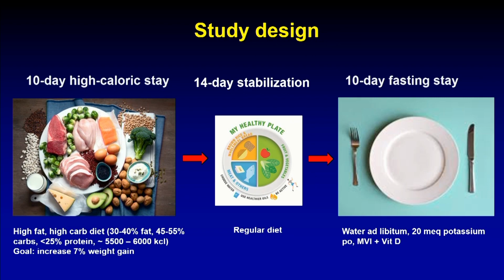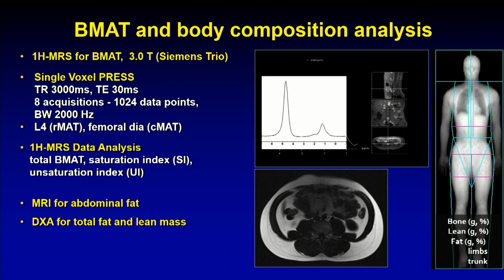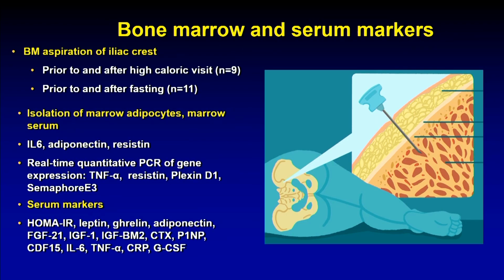So we did a lot of studies in these volunteers because it was so involved. We did MR spectroscopy to assess bone marrow adipose tissue because this was our primary outcome. But we also did an MRI to look at body composition. We also did DEXA to look at whole body lean and fat mass. Then I did bone marrow aspirations in a subset of patients. We did not do 4, we only did 2. One group got them before and after the high caloric diet, and one before and after the fasting.